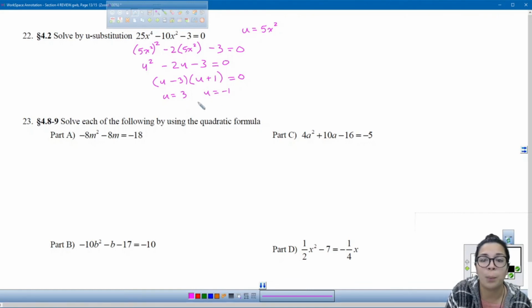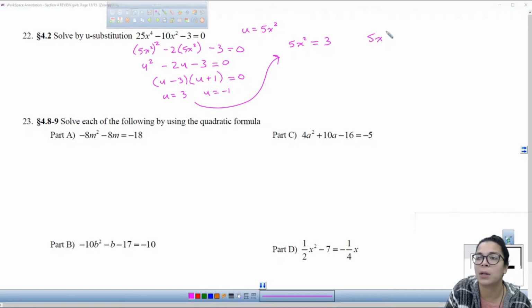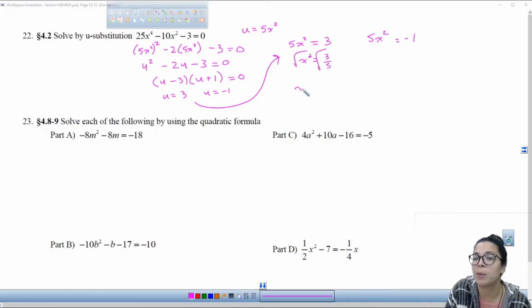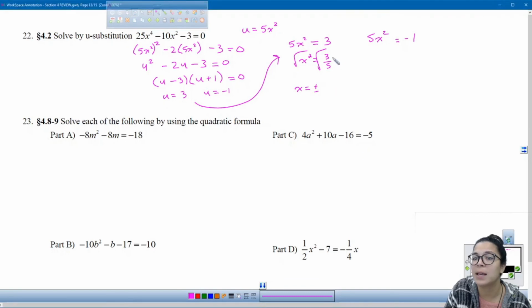We need to replace u back with what u equals, which is 5x squared. So 5x squared equals positive 3. And then 5x squared equals negative 1. Then we solve, divide 5 on both sides, so we have x squared equals 3/5. And then square root both sides. Remember, when we square root both sides, the result is plus minus. And we can't have a square root in the denominator, so I'm going to go ahead and multiply by square root of 5 over square root of 5. So I end up with the solution plus minus square root of 15 over 5.